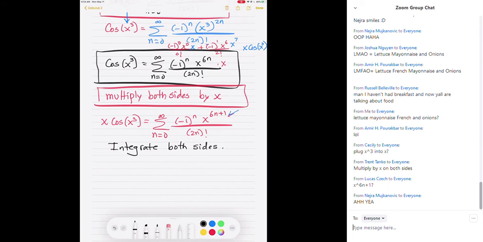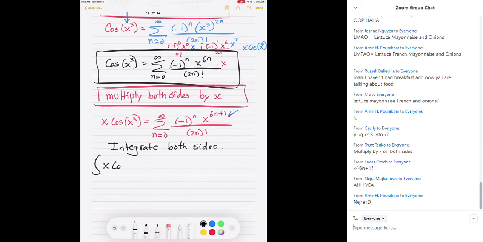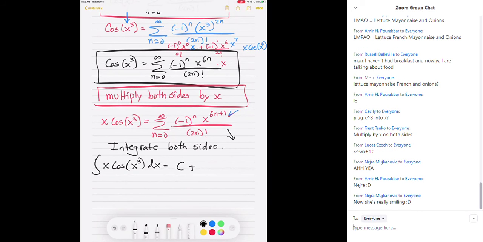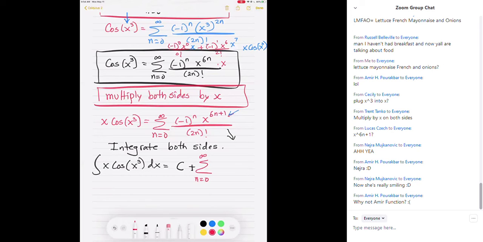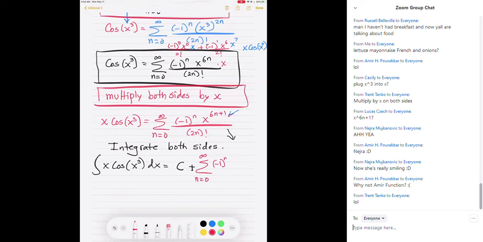which is the integral of x cosine x cubed dx. I don't know what to call it, so I'm just going to leave it like that. But as I said, it will be an error function. The constant of integral c plus, how do I integrate this one? Don't we integrate term by term? We've done this last time. So this will be what? n equals 0 to infinity. Remember, we are integrating, not differentiating. Negative 1 to the n.